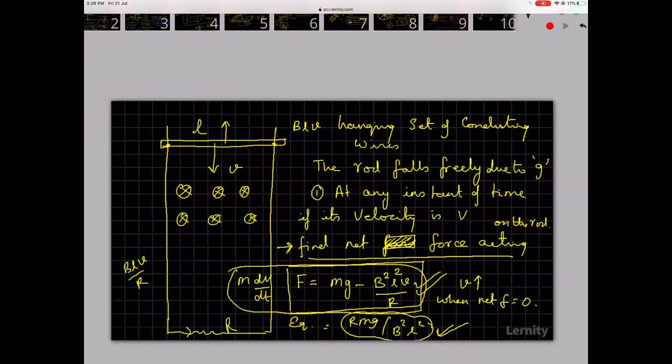As the rod falls, its velocity increases, so the potential difference increases. The potential difference is BLV. That potential difference will give rise to a current, BLV by R. So now there is a current-carrying conductor placed in a magnetic field, so it will experience a force. That force will be against gravity, because gravity is what is inducing the EMF. So mg minus that will give me the net force, and that net force is nothing but ma. That a is nothing but dv by dt.